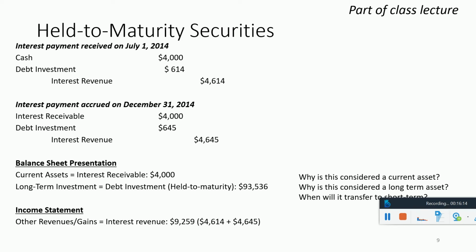The long-term investment, which is our debt investment, is going to be sitting in long-term because we know that the maturity date is not until 2019, which is more than a year out, so it's going to get long-term status. It will transfer to short-term when we get to 2018.